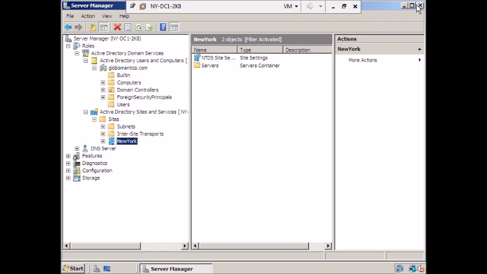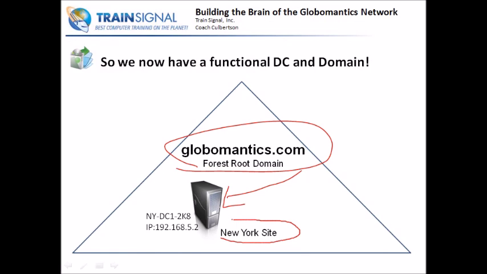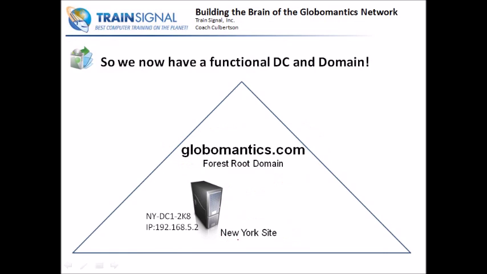So what we're going to do is move back on over to the slides. Let's talk about that second domain controller and what we've built so far. So we now have a functional domain controller. We now have a domain. That's what we have built at this point in time. We have built globalmatics.com. That domain was created by New York DC1-2K8. We have renamed our site New York. Remember that? We just did that. So we now have the core of the network. We really have a brain for our globalmatics.com network.